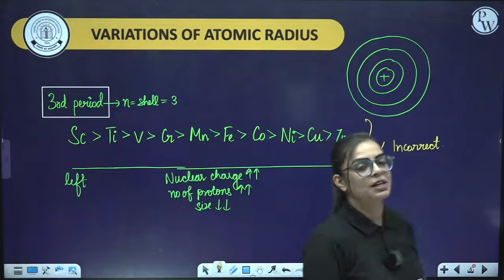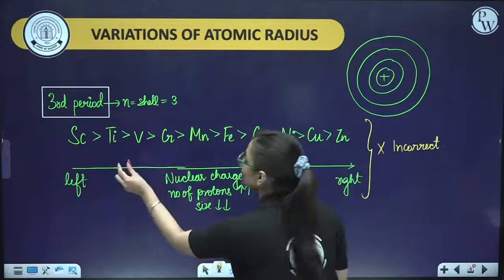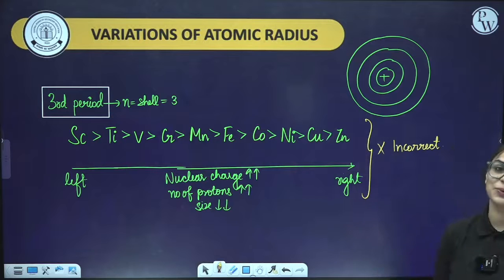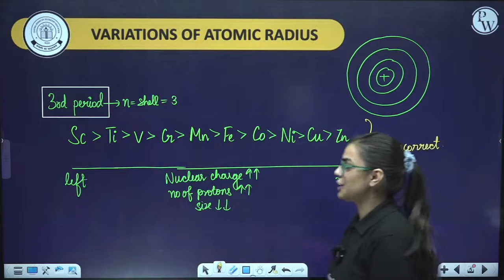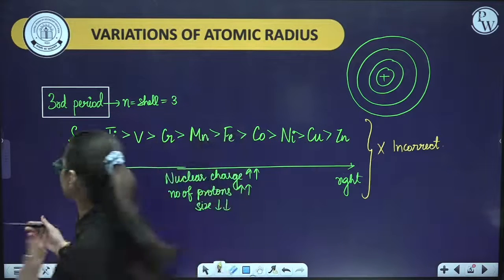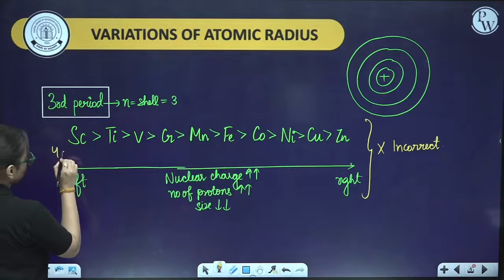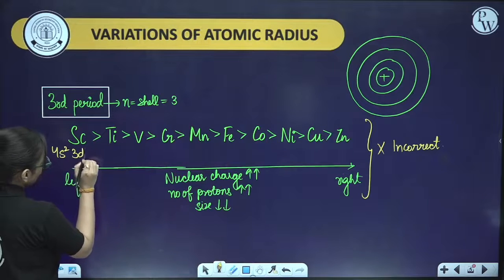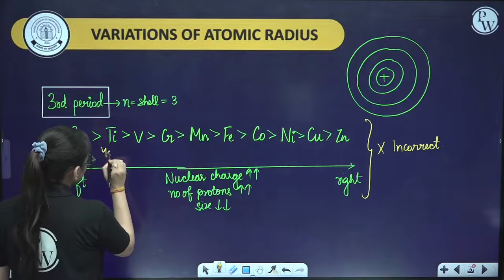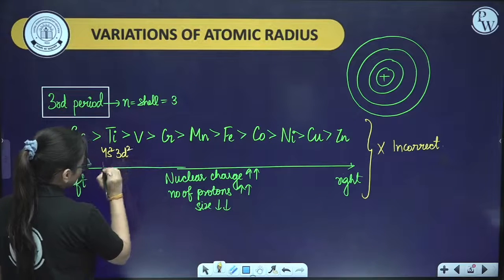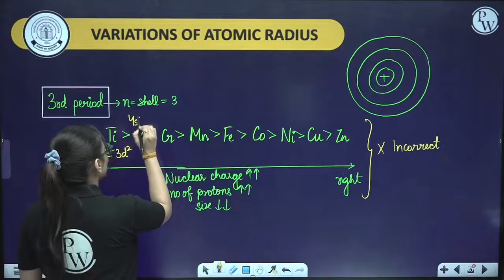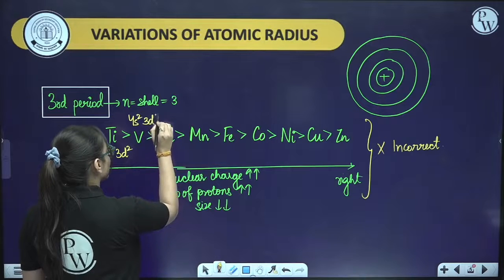Everybody, I'm giving you a minute in order to write the electronic configuration of all the elements which are present over here. It is going to be 4s2 3d1. It is going to be 4s2 3d2. It is going to be 4s2 3d3.